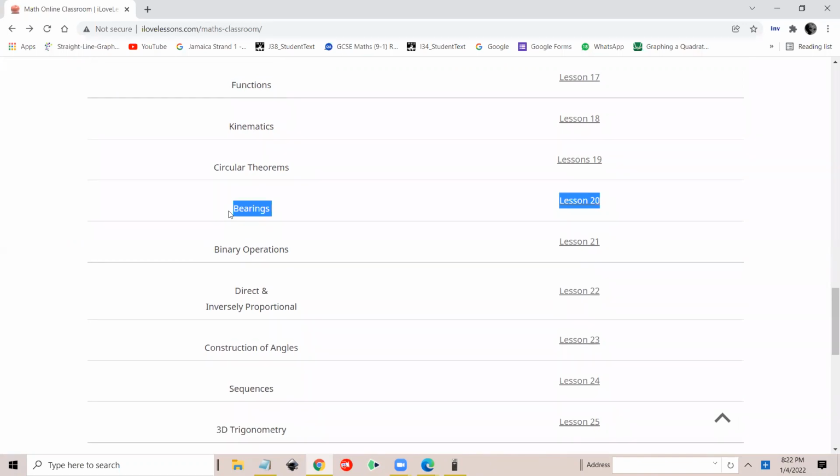Bearings and trigonometry go hand in hand. One question will have trigonometry and bearings mixed up in it, all right? Everyone good so far? That you're doing lesson 10 and lesson 20 in the math classroom. Make a note, and how I'm going to be doing it, right?